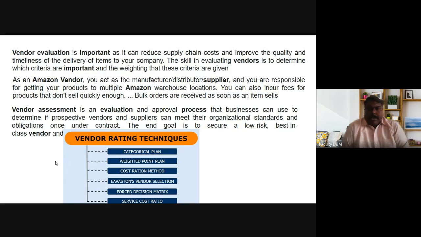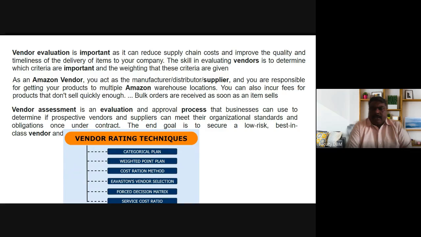So vendor assessment is an evaluation and approval process that businesses can use to determine if prospective vendors and suppliers can meet the organization's standards or not. If we do not assess them, then how can we say that these people are going to supply us a particular material in time or not?